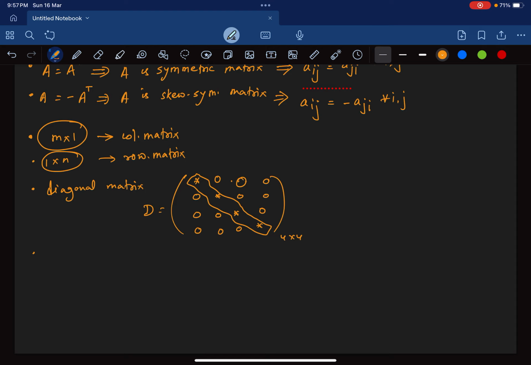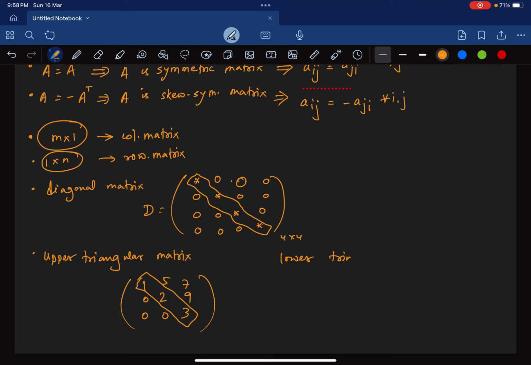Now another thing is the upper triangular matrix. What is that? If you have this type of situation, suppose I am writing 1 2 3, then 5 7 9, here 0 0 0. That means below the principal diagonal, all the entries are 0. So you have an upper triangular matrix.